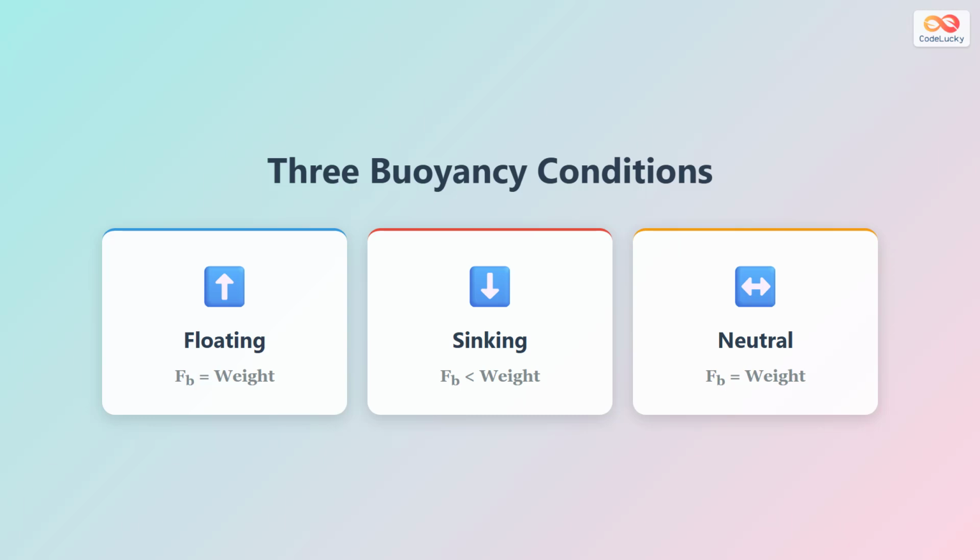Based on the relationship between buoyant force and an object's weight, there are three possible outcomes. First, floating. When the buoyant force equals the object's weight, the object floats at the surface. Second, sinking. When the buoyant force is less than the object's weight, gravity wins and the object sinks. Third, neutral buoyancy. When the buoyant force exactly equals the weight while the object is submerged, it neither rises nor sinks, remaining suspended at that depth.